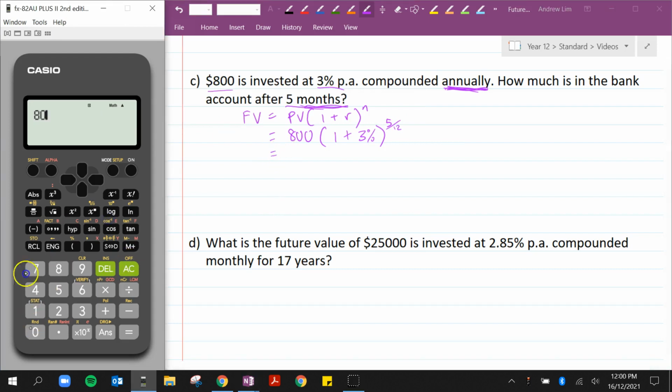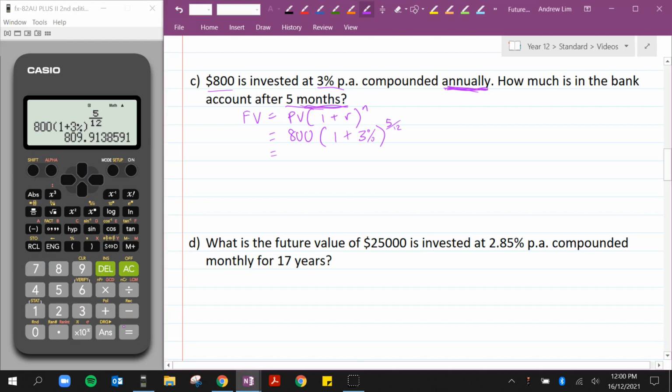So I'll just type that into my calculator. And that gives me $809.91. Okay, so after 5 months, your $800 investment has grown to $809.91. If the question asked you how much interest was earned, we just need to subtract 800 from that answer.